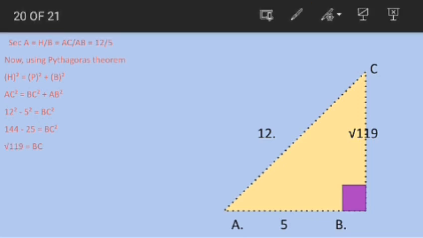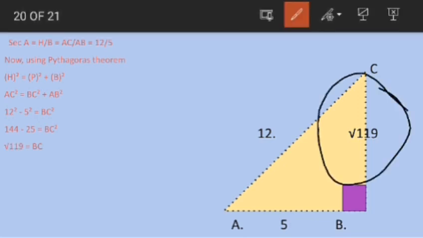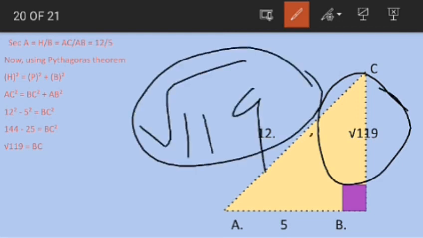So class, here the value of BC is going to be root 119, and root 119 is less than the side AB as well as the side AC.